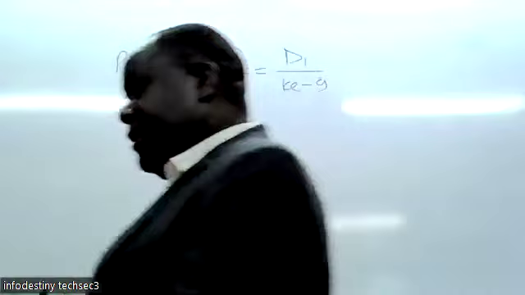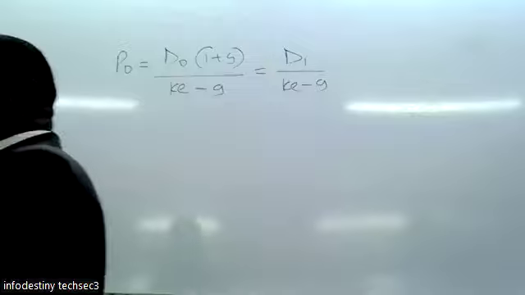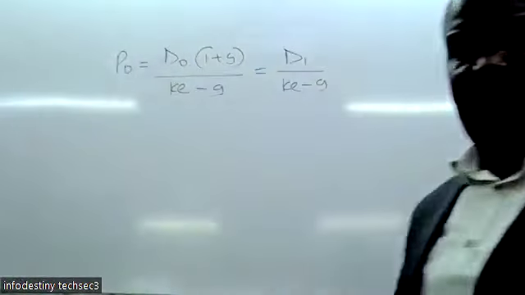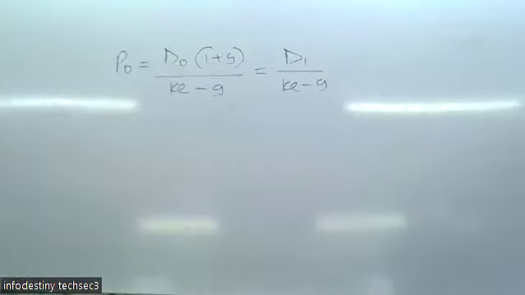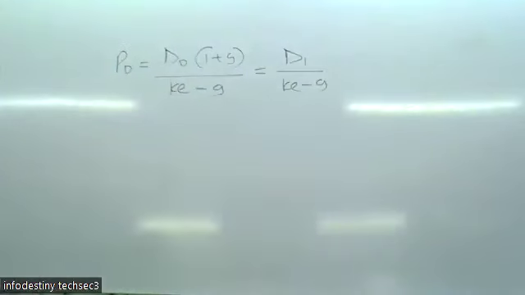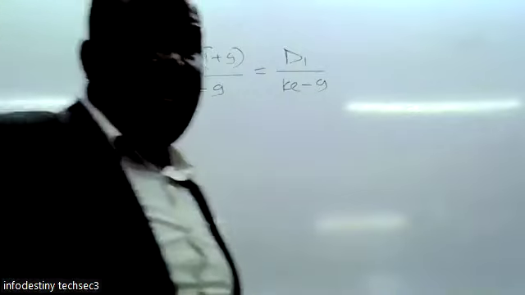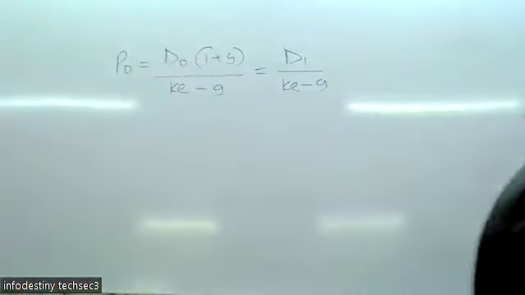D1 is the next dividend per share to be paid. Then g is the constant growth rate. Then Ke is the cost of the ordinary share.